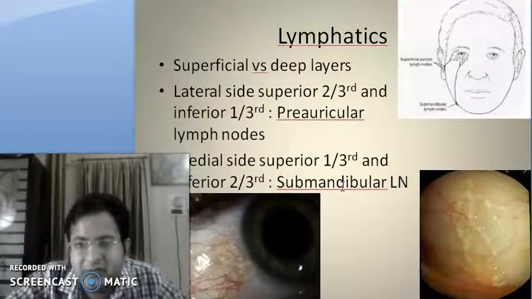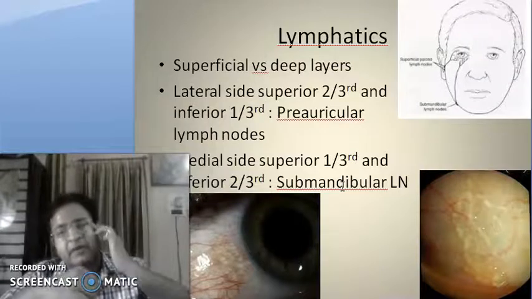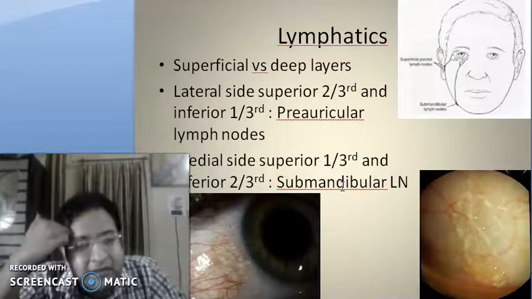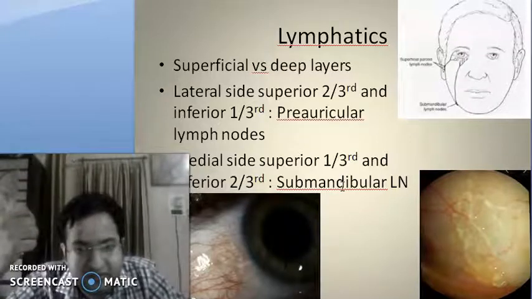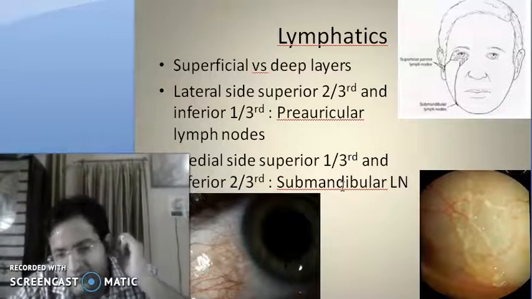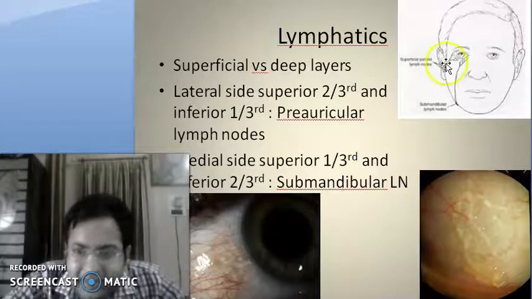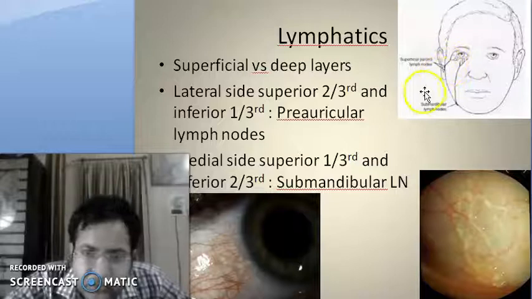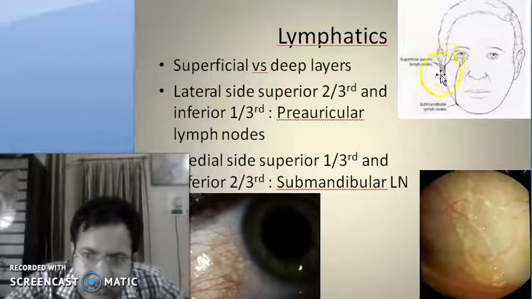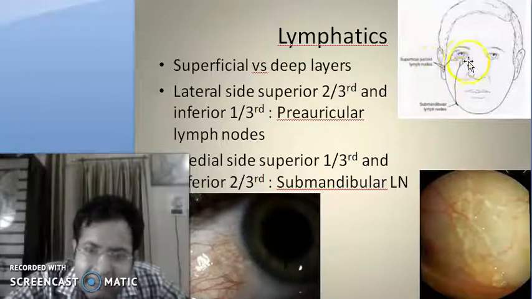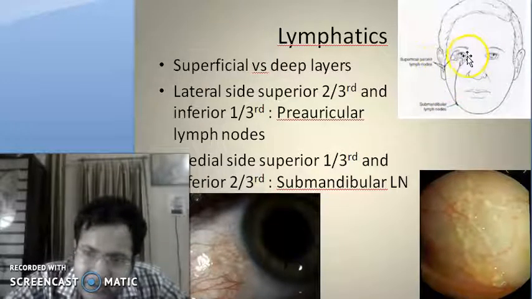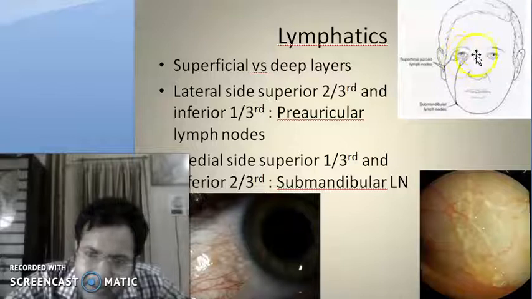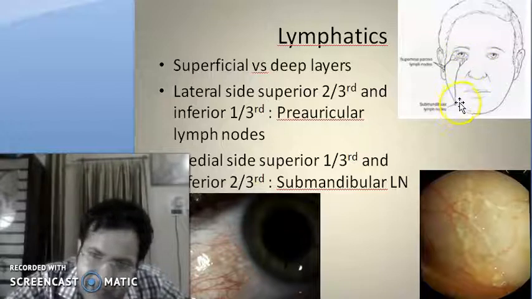Lymphatics. What is the lymphatic supply of the conjunctiva? The lymphatics of the conjunctiva can be divided into superficial versus deep layers, but both these layers have some things in common. The lateral side, superior 2/3 and inferior 1/3 of both the lids and the conjunctiva goes to the preauricular lymph nodes just in front of the ear, and the medial side, medial upper 1/3 and the inferior 2/3 of the conjunctiva and the lids is supplied to the submandibular lymph nodes.